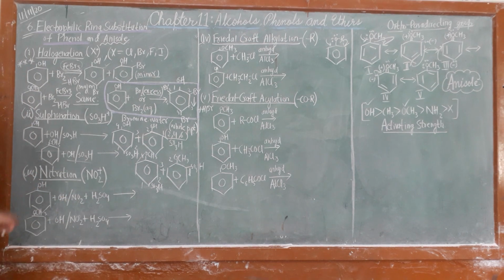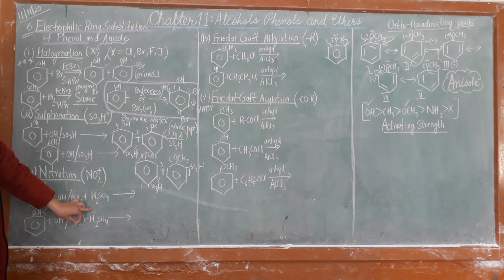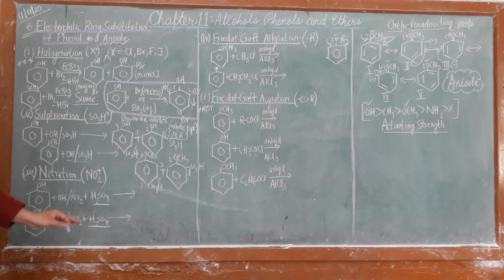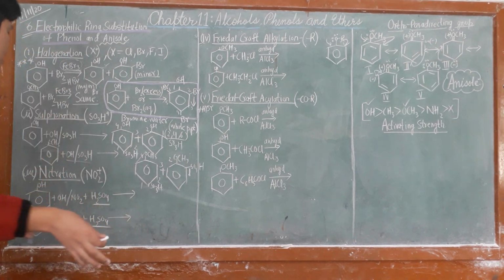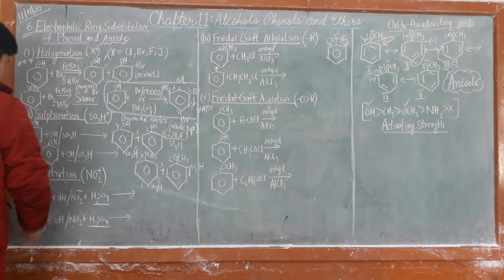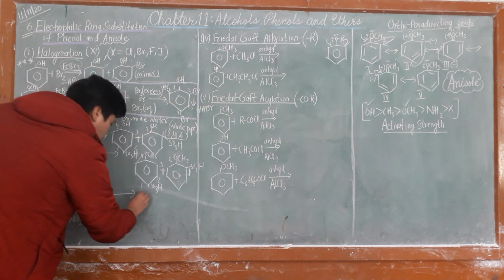The next one is nitration. You just need to know the difference between sulfonation and nitration because they are quite confusing. When you react phenol or anisole with nitric acid along with sulfuric acid, sulfuric acid acts as a catalyst and does not get involved in the reaction. The one that is involved is your nitronium ion, or you can say your NO2 group.